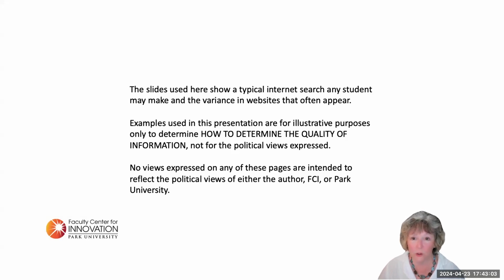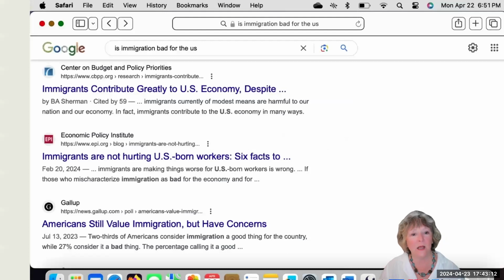These are not for political purposes. This is just to determine the quality of information, regardless of what it's actually saying. So here is a typical kind of Google search that your students may put into a search engine. Is immigration bad for the US? And we're just going to take the very first one. We're going to click on that.